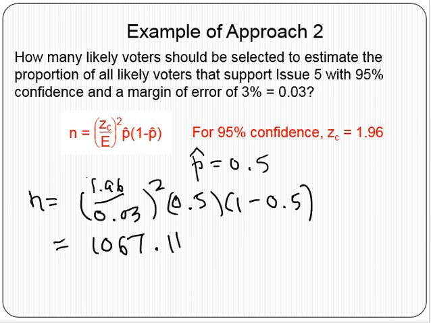So 1,067, but what do we do with that 0.11 of a person? Again, we always round up, because 1,067.11 gives us an exact margin of error of 3%. We want to be within that. If we go down, it's actually going to make our margin of error a little bigger. So you always round up. What we need to do here is just select 1,068 likely voters.